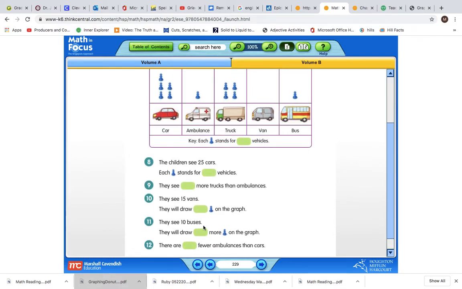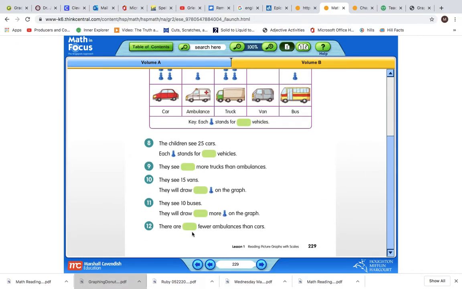Number 11, they see 10 buses. They will draw blank more symbols on the graph. So for buses, they don't have enough. They only have one symbol that's showing us 5. If we're counting by fives, how many more symbols would we need to draw? So you're at 5. We're counting by fives. We have to get to 10. That should just be one more symbol. If you had 2 symbols for buses, it would be 5, 10, 10 buses.